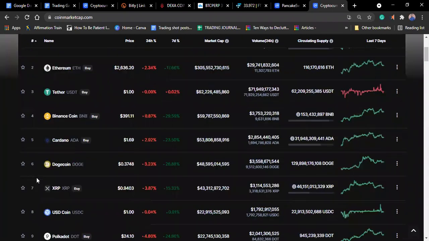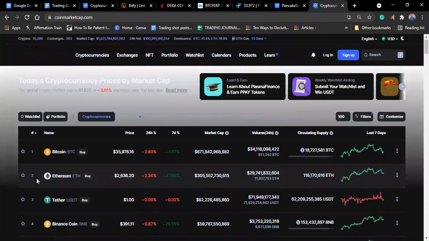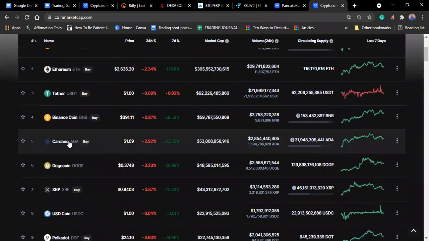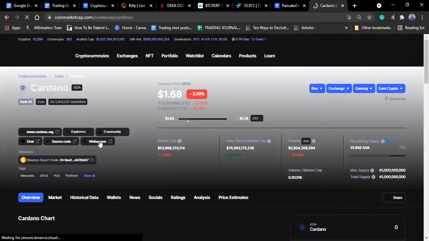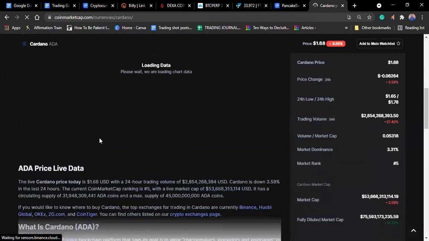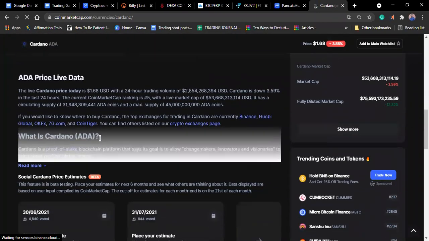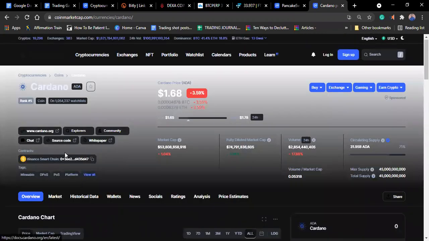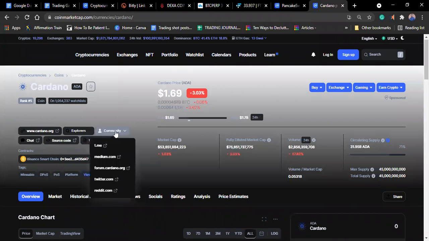So you go to CoinMarketCap. Now you're researching the different coins, Binance, BNB. You're reading about them. So let's come to Cardano, for example, which is called ADA. Come to ADA. You want to read about it, what it does. Then you go to their social media. When you come here, it shows you their community. Click on community, then go to their Twitter page.